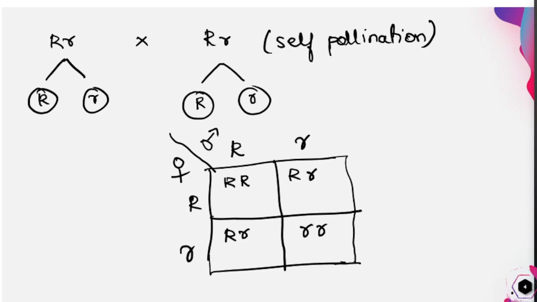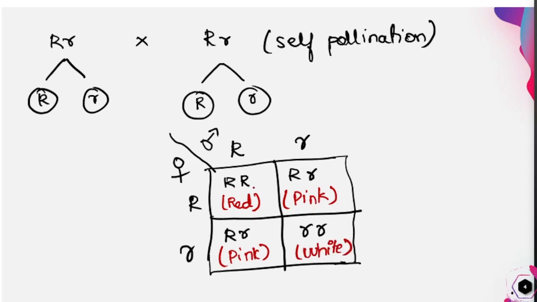So now if I have to write it, what will the phenotype be? Here the phenotype will be red in color. Here it will be pink in color. Here it will be pink in color. Here it will be white in color.